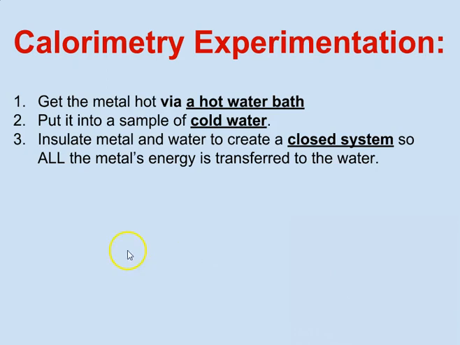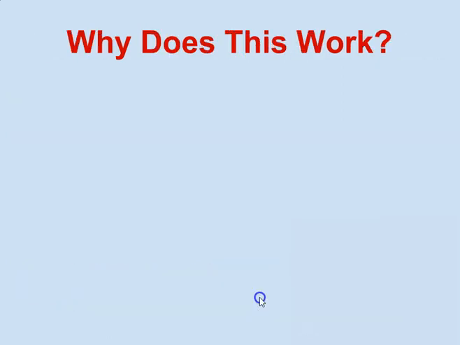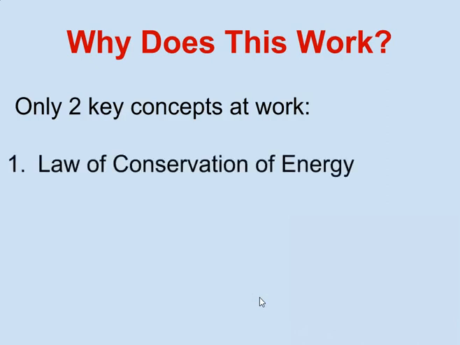And so we can use this: Q, the amount of energy lost by the metal, is equal to the amount of energy absorbed by the water, in order to calculate our mCΔT. Okay, because we can't measure energy directly, but we can measure the mass and the change in temperature. The entire main idea of why this works operates on only two fundamental principles. One is conservation of energy. Energy is never created nor destroyed. It's always transferred. So what we're doing in this experiment is trapping all that energy and measuring how much temperature changes as a result of the transfer of energy.